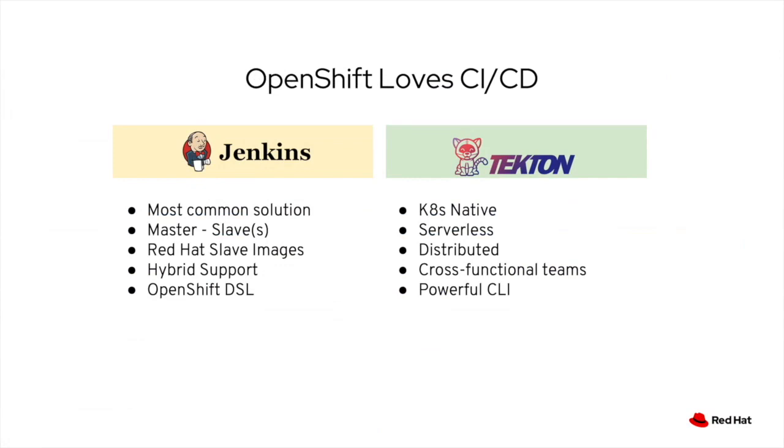Slaves are the builder environments running in container instances. You can keep the Jenkins controller part outside of OpenShift for hybrid usage scenarios and keep slave container instances inside OpenShift Container Platform. We also provide a domain-specific language for Jenkins pipelines to simplify OpenShift-related tasks.